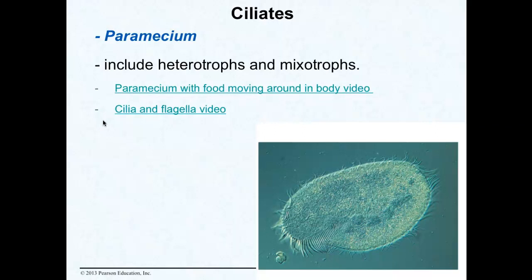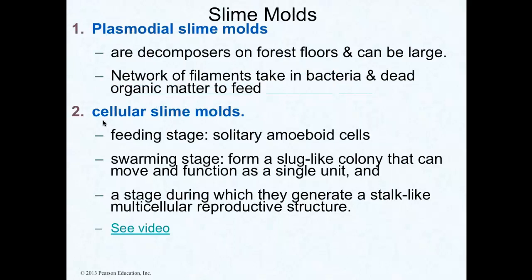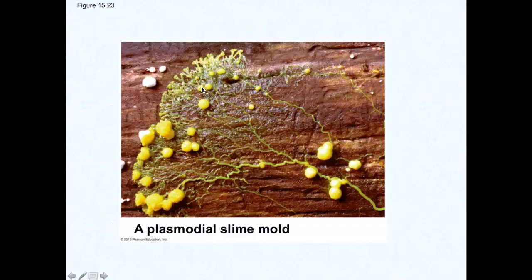So let's look at slime molds. Slime molds, there's two kinds: plasmodial and cellular. They're going to be predominantly decomposers, right? So they're decomposers on the forest floor. They can be large, and this is what we looked at earlier. Let me show you another picture. This is a plasmodial slime mold. You can see the filamentous structures that they make. These larger structures are the parts that make the reproduction portion of their body. It looks kind of like mold, right? Except it's slimy. Mold is fuzzy.